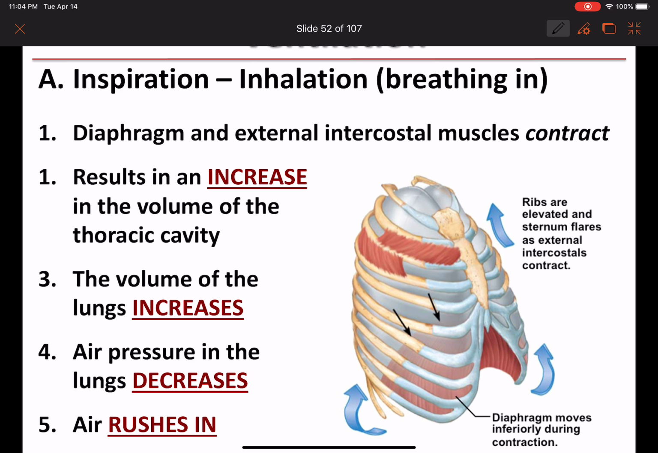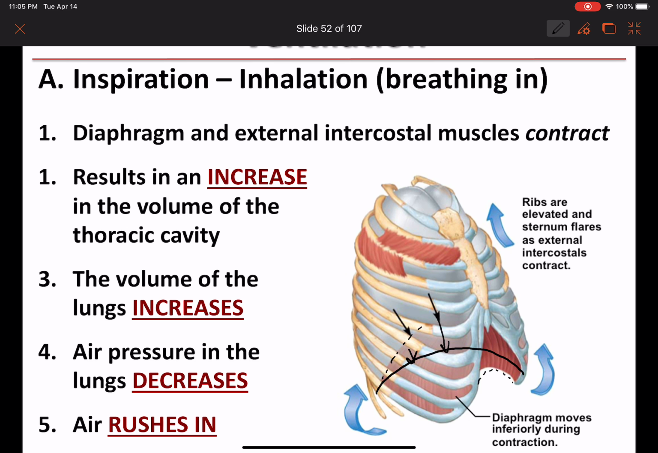Okay. So let's talk about inspiration. I already went over some of it with you, but we'll just go through it a little bit more thoroughly and a little bit more slowly. So during inspiration or inhalation, the diaphragm and external intercostal muscles contract. So what happens when the diaphragm contracts is it actually flattens. So you can see the diaphragm right here in this diagram, right? I'm drawing in the outlines of the diaphragm for you. So what's going to happen is the diaphragm is actually going to flatten when it contracts.